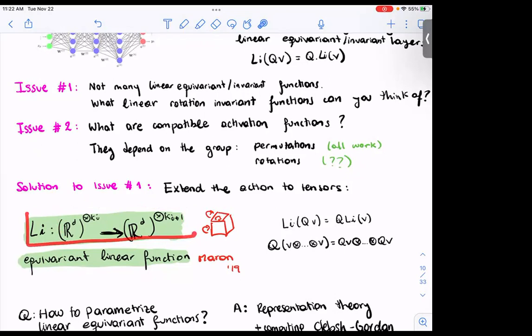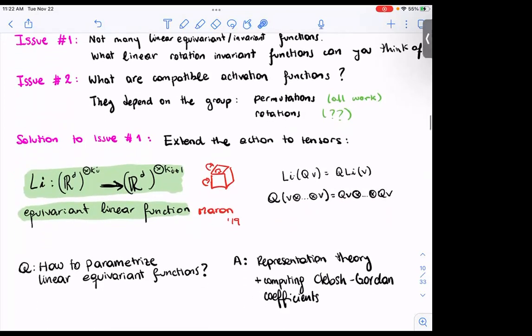And so what you can do is now, instead of having a linear function on vectors that is equivariant, I have a linear function on tensors that should be equivariant. In order to do that, they have to extend the action of the group to tensors. So if this is a tensor and Q is a group element, the way Q acts on this tensor is by acting on each of the vectors and taking the tensor product of the result.